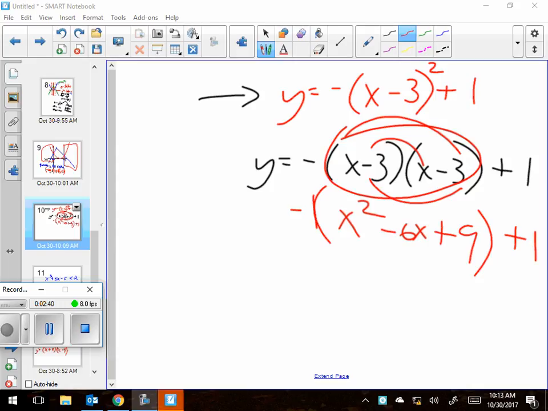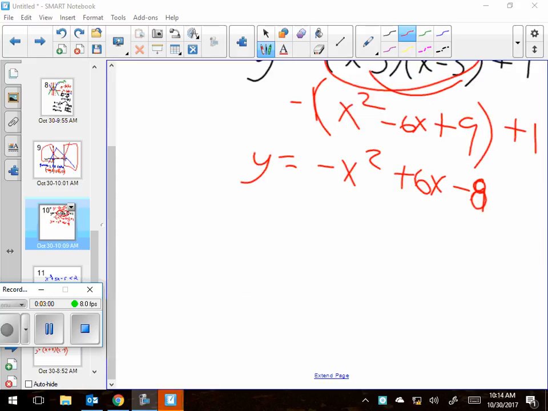All right. So I'm multiplying this out, and I get negative x squared. And then I get plus 6x. And then I get minus 9. And then I have to add 1 at the end. What's minus 9 and then add 1? Minus 8. So I'm going to just put those together and make that a minus 8. Now here's the tricky part. You're supposed to factor that.